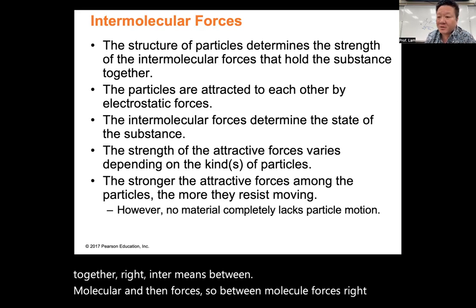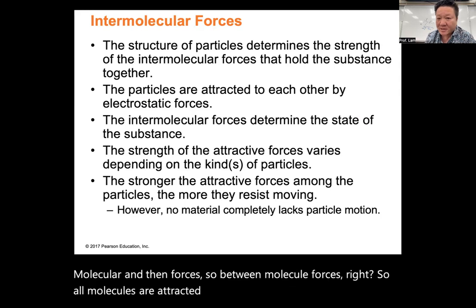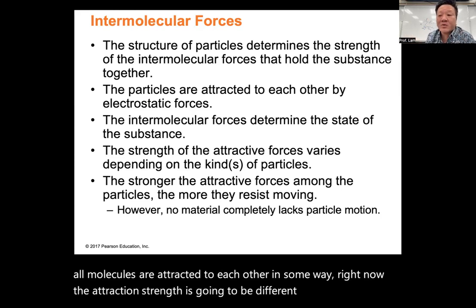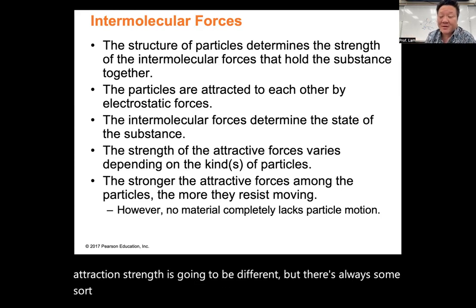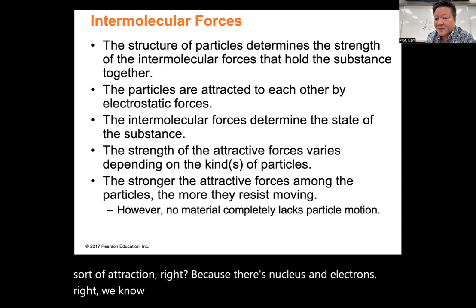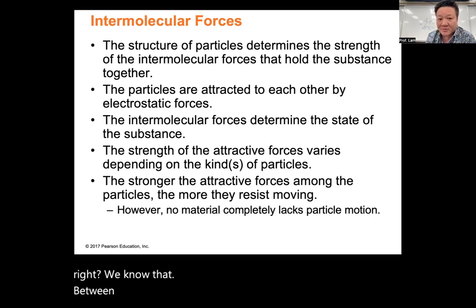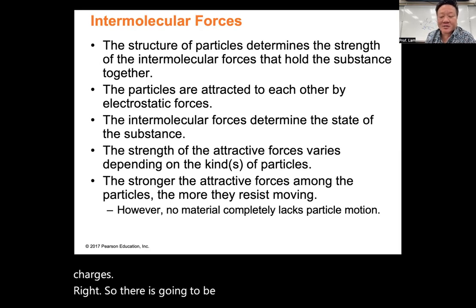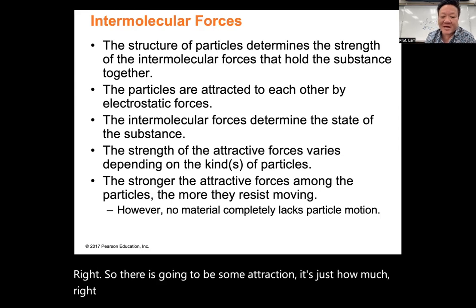So all molecules are attracted to each other in some way. Now the attraction strength is going to be different, but there's always some sort of attraction, because there's nucleus and electrons. We know that. Between two molecules, they both have positive and negative charges, so there is going to be some attraction. It's just how much. What is the strength of that attractive force, or the strength of the IMF?